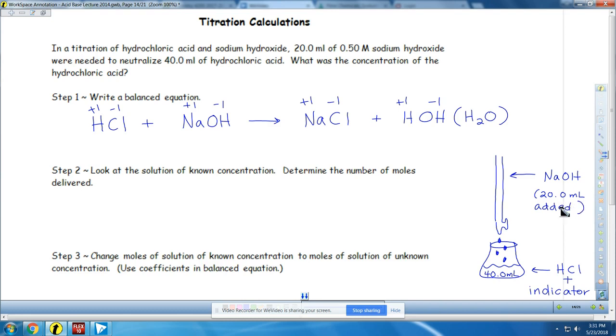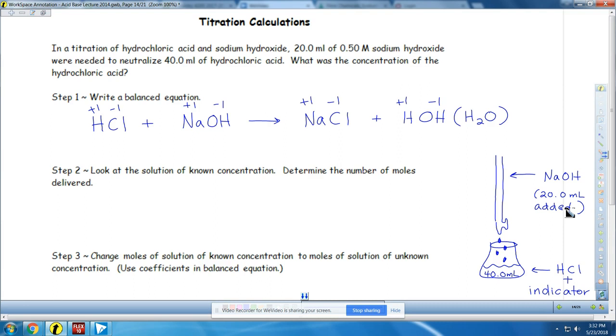Or sometimes a lab might say, what was the volume of, in this case, sodium hydroxide delivered? So we needed to deliver 20 milliliters of the sodium hydroxide to neutralize 40 milliliters of hydrochloric acid. Neutralize just means to completely react. We react the two solutions until we hit that equivalence point, the magic point where we have equal moles of acid and base according to the ratio in the balanced equation. So in this particular equation, it would be a 1-to-1 ratio.